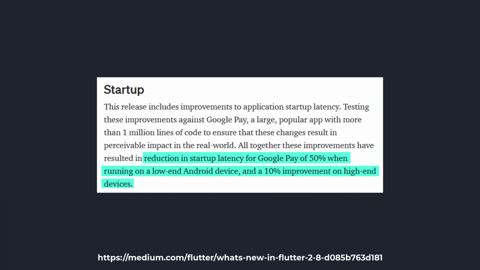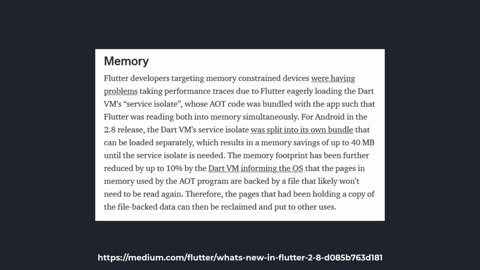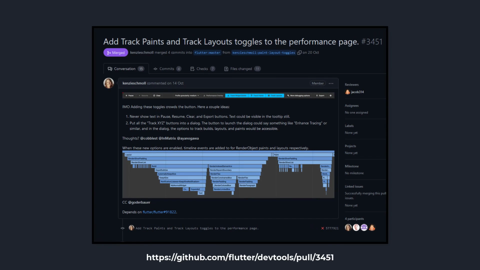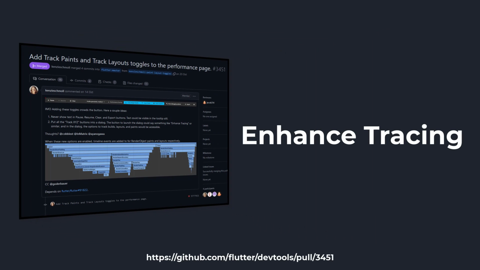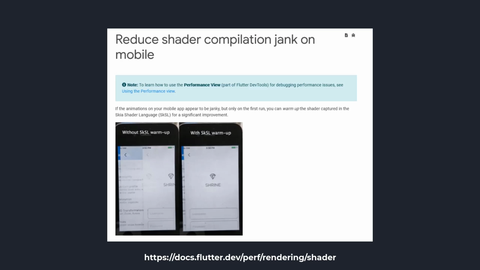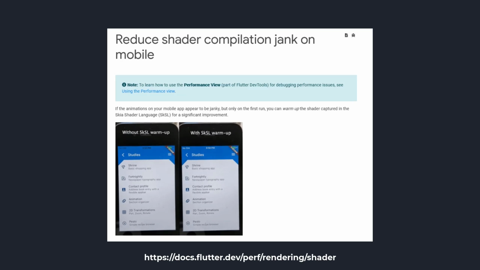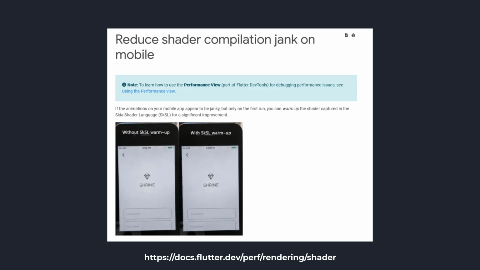The launch time of the app Google Pay, which is one of Google's biggest apps, was tested on Android devices. The measurement revealed a reduced launch time of 50% on low-end devices and 10% on high-end devices. In addition, the general memory management has been optimized and further possibilities to identify performance problems have been added. For example, with a new feature for Flutter DevTools called Enhanced Tracing that helps diagnose UI jank. Jank is a jerkiness that a user notices when moving on the screen, for example when scrolling, doing transitions or animations.